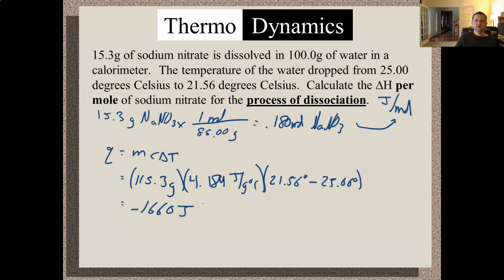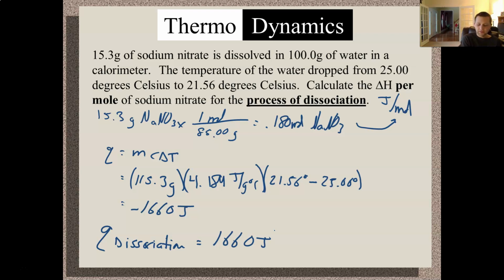All right, so the problem's asking you about that process of dissociation. So you have to look at what happened to your temperature change. The temperature change went down. That means, where did that go? It went into that dissociation process. So the Q for the dissociation is actually equal to positive 1,660 joules. Okay, so the dissociation process was endothermic. It took the energy from the water, which is why our thermometer showed a decrease in temperature there.